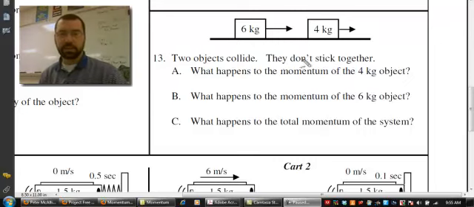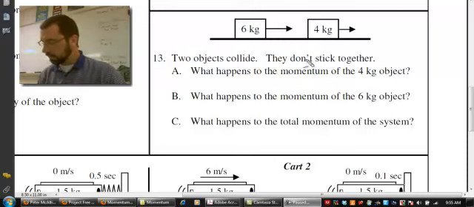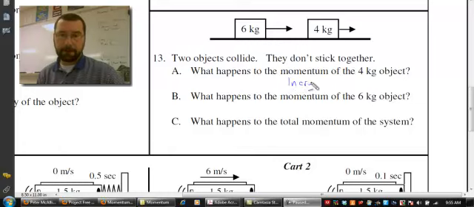Okay, really quickly here for number 13, two objects collide but they don't stick together, so this is not going to be a perfectly inelastic collision. What happens to the momentum of the 4 kilogram object? Well, that is going to obviously increase.